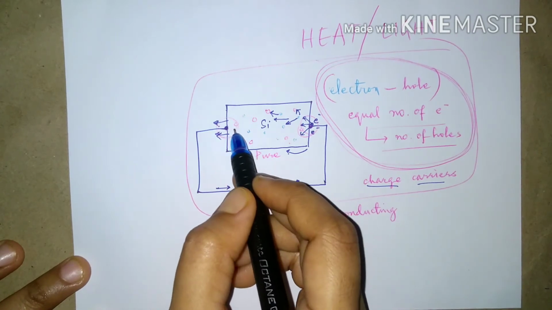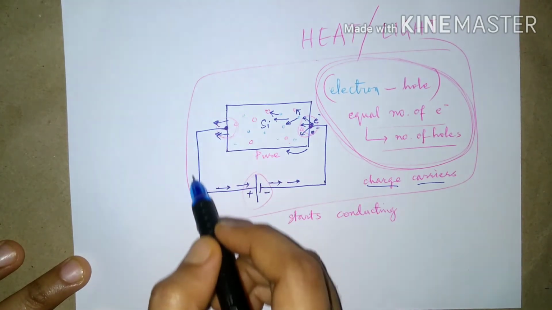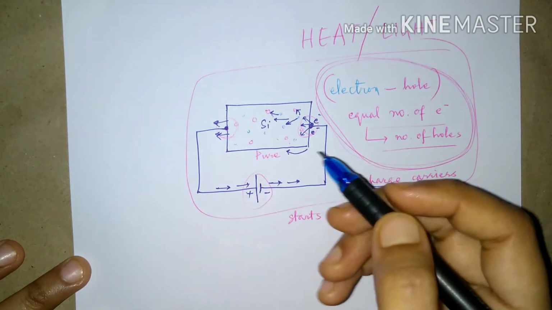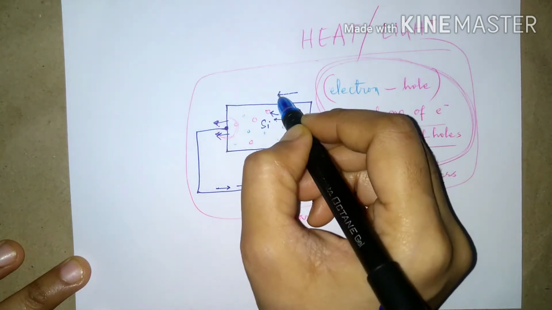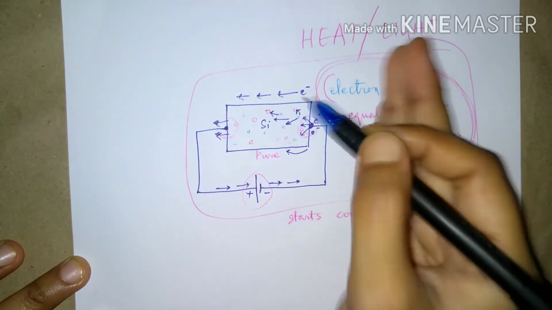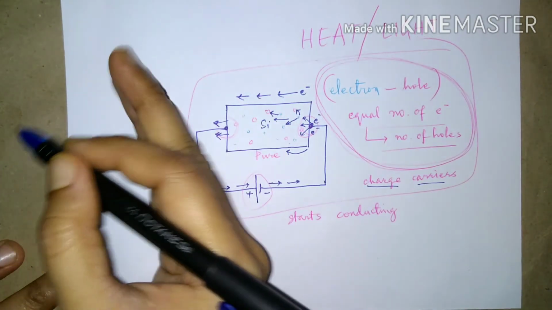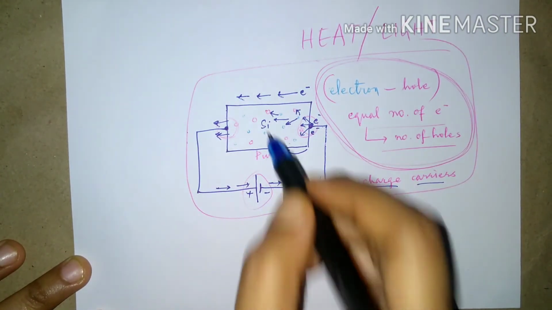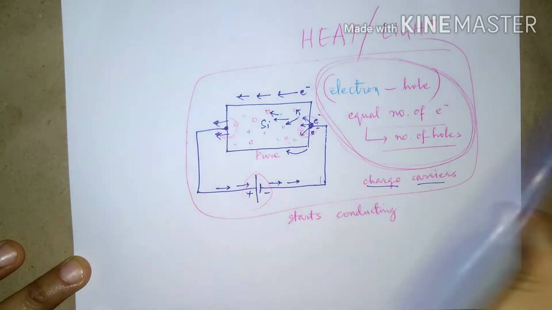Thereby those electrons are again sucked by the positive terminals. Now what is happening? Did you get that all electrons are moving from this terminal to this terminal? That means from negative terminal to positive terminal. All the electrons are moving in this direction.